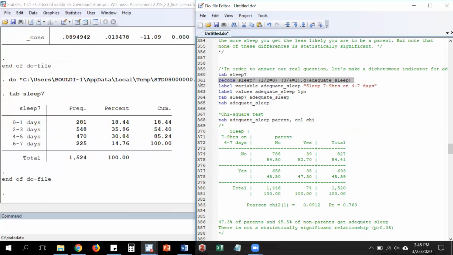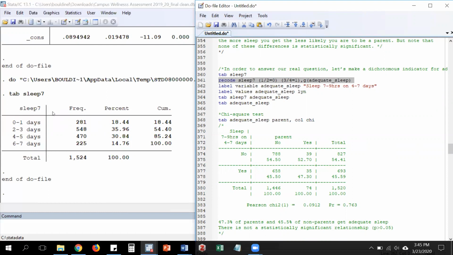And this is a piece of code that we didn't talk about before. We've always done a generate statement first to make a new variable and then replaced it with different values. This is just another option. That approach would work just fine. And if you're interested in seeing what that code would look like, I can send it to you or post it on the class website. But I'm using this recode command, which does it all in one step. So what I'm saying is I'm asking Stata to recode this sleep7 variable that already exists.